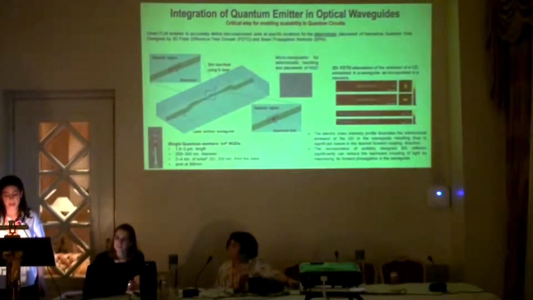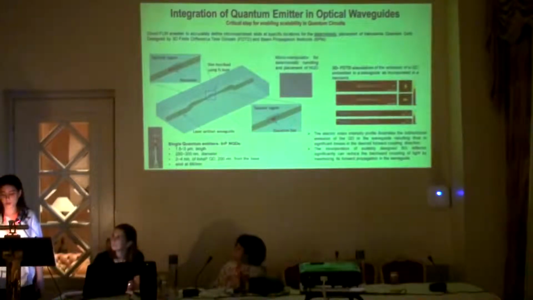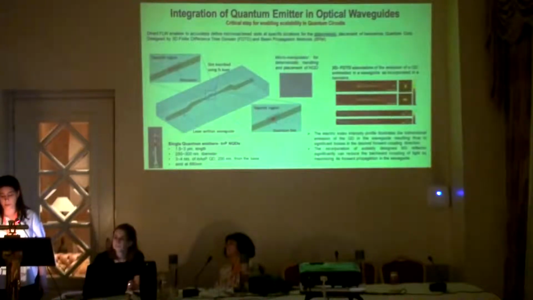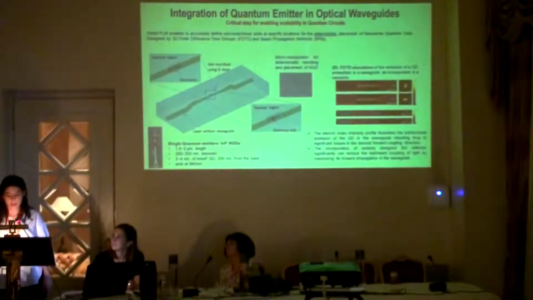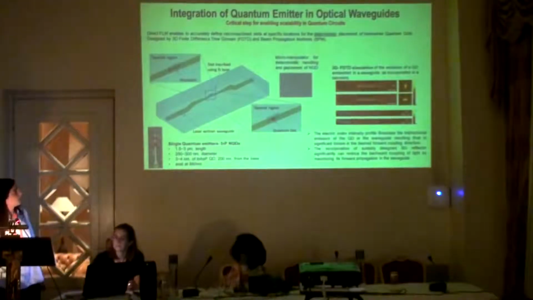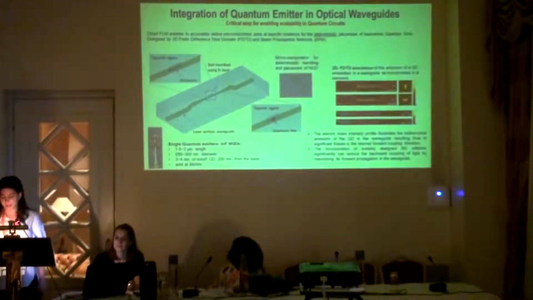A specific step in our study is the integration of the quantum emitter in an optical waveguide, which is a critical step for enabling scalability in quantum circuits. In order to create such quantum emitters, we need to accurately place the nanowire quantum dot by special tools in a tapered waveguide through a micro-machined slot, as we see in the slide.